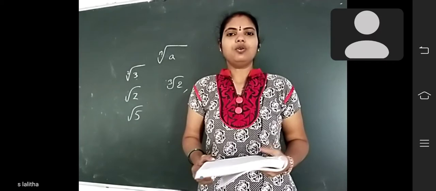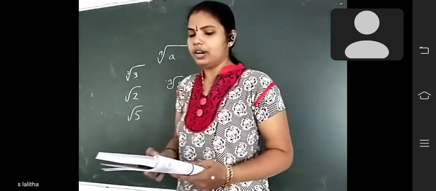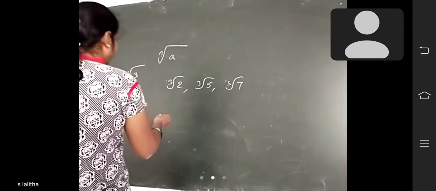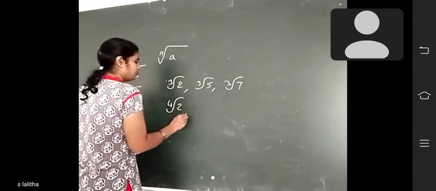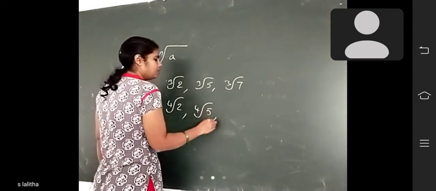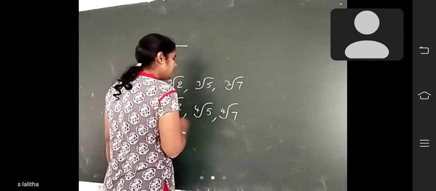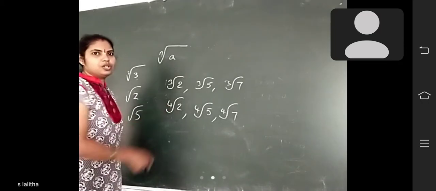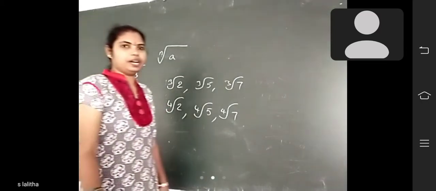Next, biquadratic surd. A surd of order 4 is called a biquadratic surd. So fourth root of 2, fourth root of 5, fourth root of 7. These are all biquadratic surds. Why? Because the order is 4. So what do you call this one? Biquadratic surds.